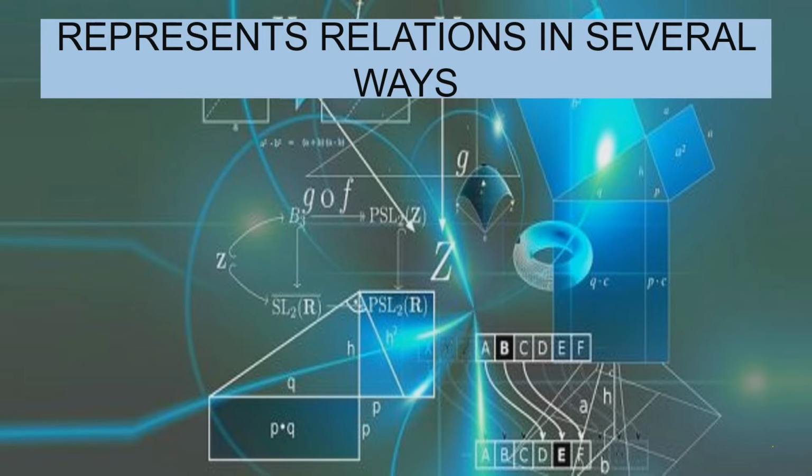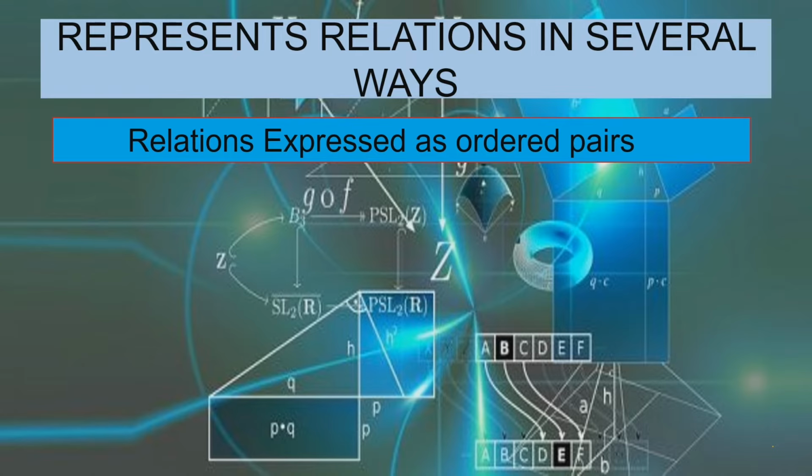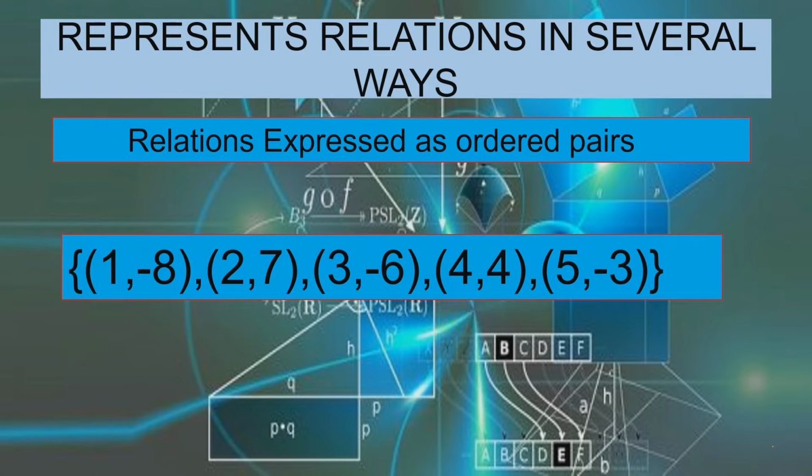Represent relation in several ways. Relation expressed as ordered pairs. Let's have an example. (1, -8), (2, 7), (3, -6), (4, 4), and (5, -3). Let's identify the domain or the X values. In this example, what are those domain or our X values? Okay, this is the 1, 2, 3, 4, 5.